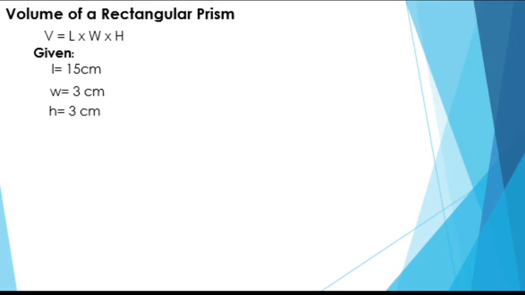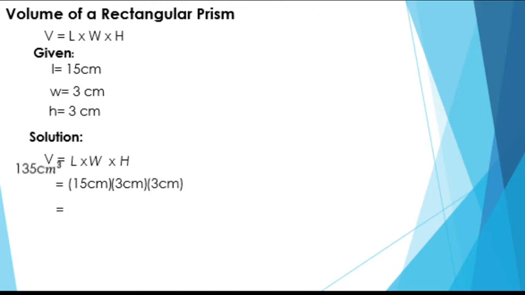And to apply the formula, we have V is equals to length times width times height, which is equals to the length is 15 centimeter multiplied by 3 centimeter multiplied by 3 centimeter. That is equals to 135 cubic centimeter.